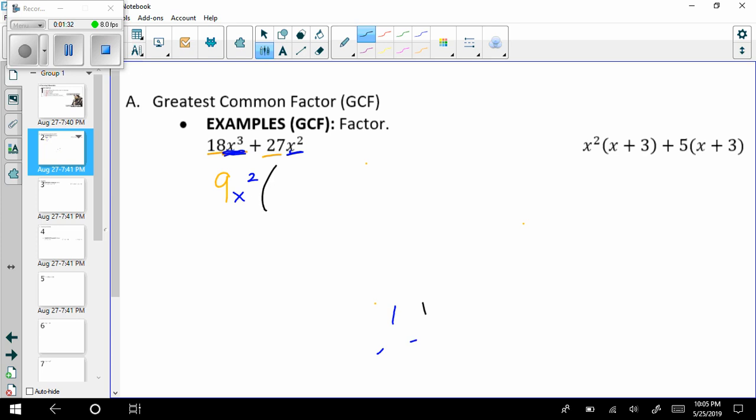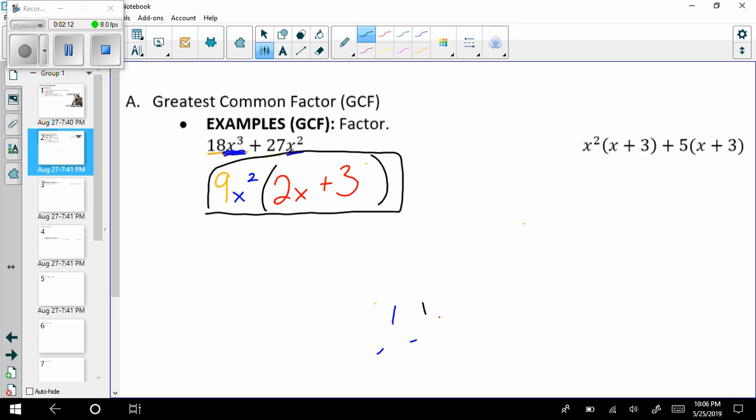So then in parentheses, I'm going to write what would be left. If I divide a 9x squared out of 18x cubed, I'd have a 2, and then an x squared out of an x cubed, I'd have an x left. Plus, if I divided out of the 27x squared, 27 divided by 9, I'd have a 3, and x squared divided by x squared, there wouldn't be any x squareds left. So this entire quantity is the factored form. Down the road in another unit, we'll see the purpose behind factoring. For now, we're just going to get used to it.